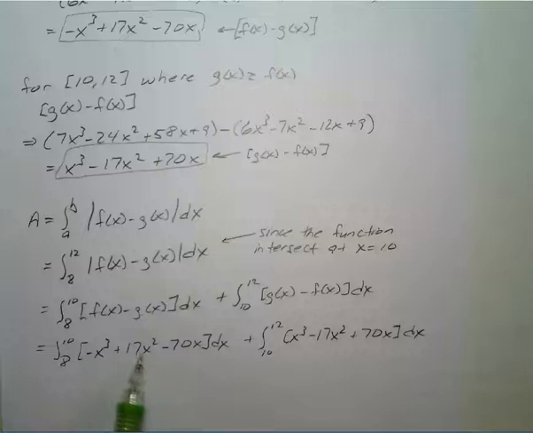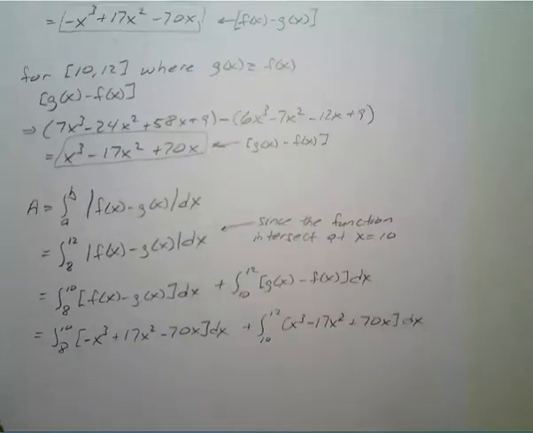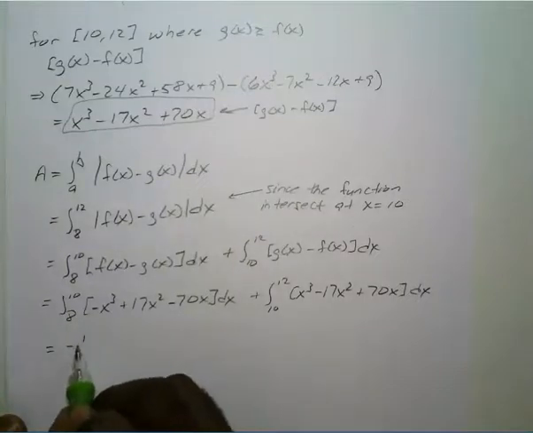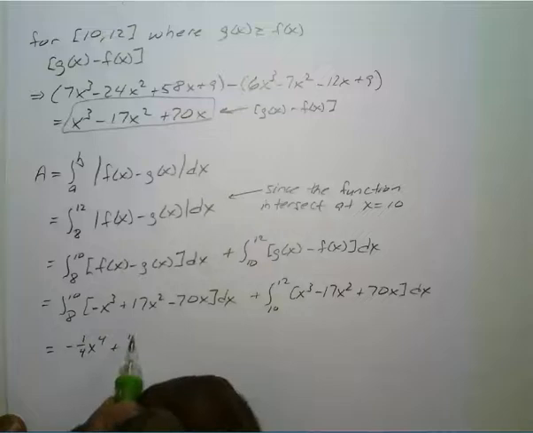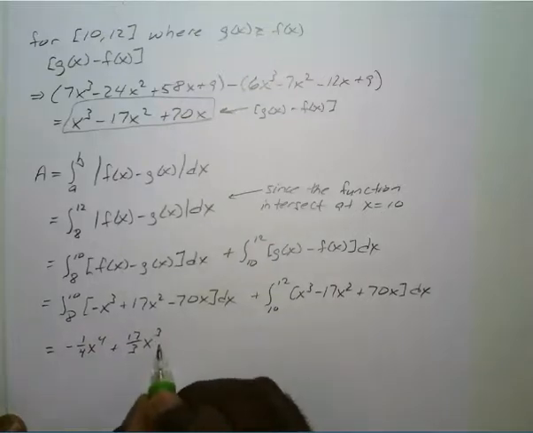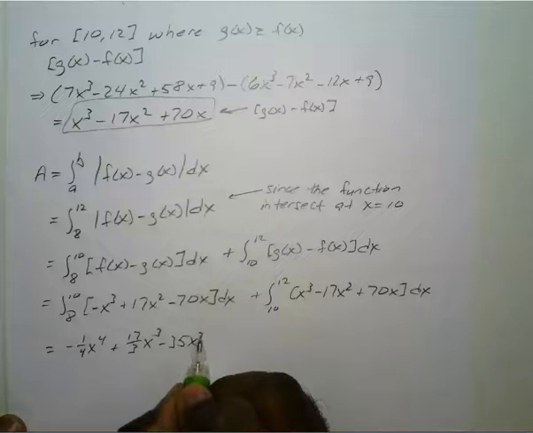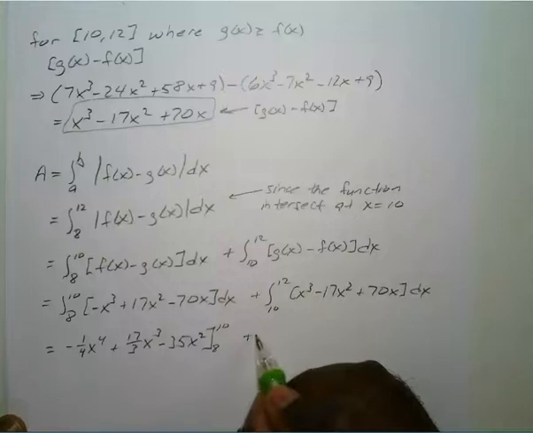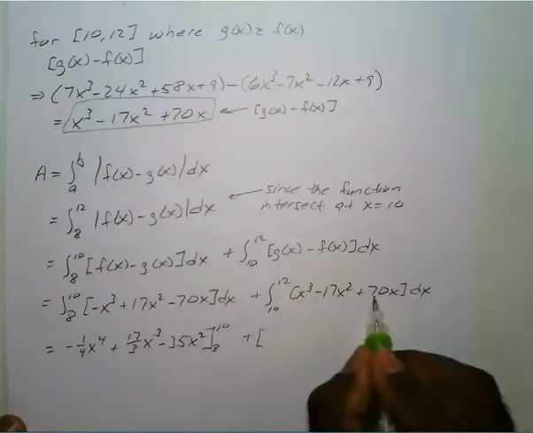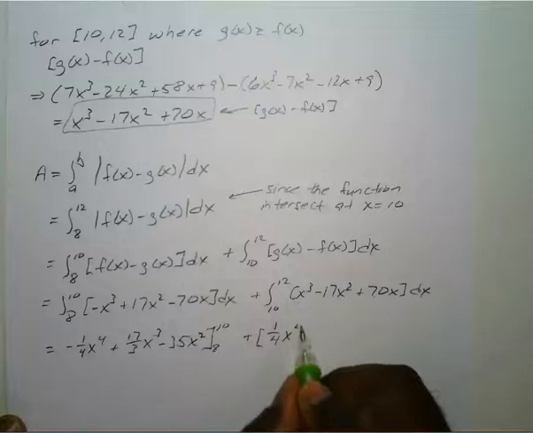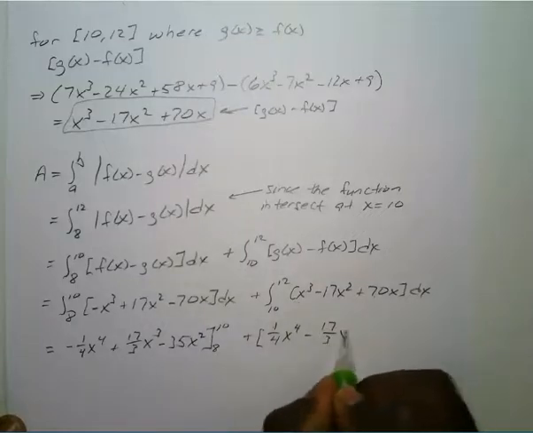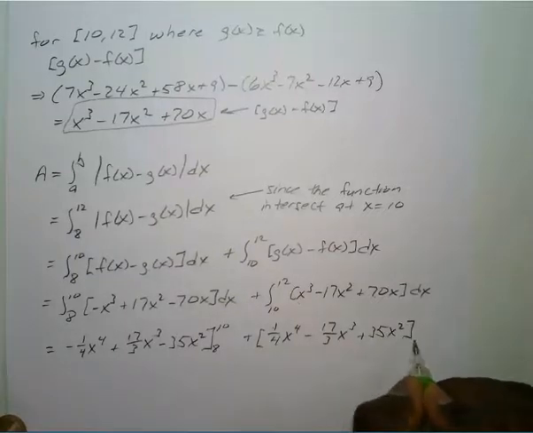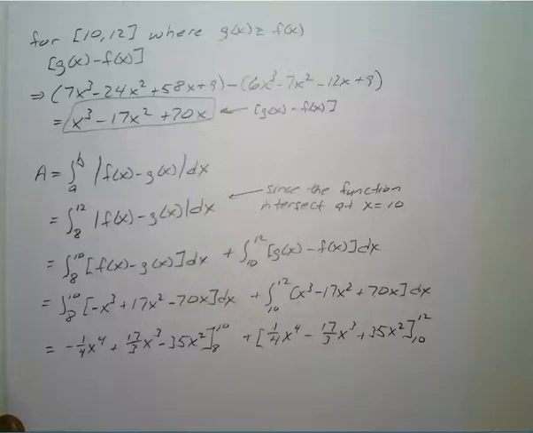Okay, so now we go ahead and we integrate each term. Okay, so we have negative 1/4 x to the fourth plus 17 over 3x cubed minus 35x squared. And again, that's from 8 to 10. Plus, integrating each of those terms, we have 1/4 x to the fourth minus 17 over 3x to the third plus 35x squared. That's from x equals 10 to x equals 12.